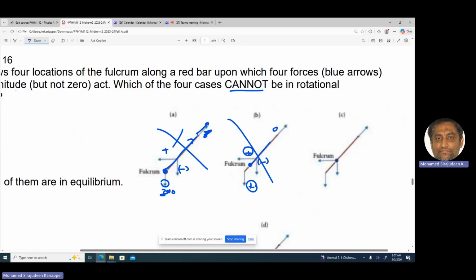So let me go a little faster here. What about this guy? Positive. This guy is 0, this guy is 0, this guy is 0. Ah, here it is. We have one positive, no negative. So no matter what you do, you cannot bring it to rotational equilibrium. So that is the choice.